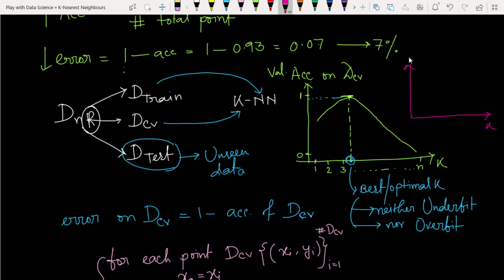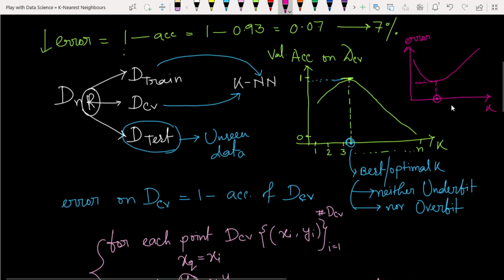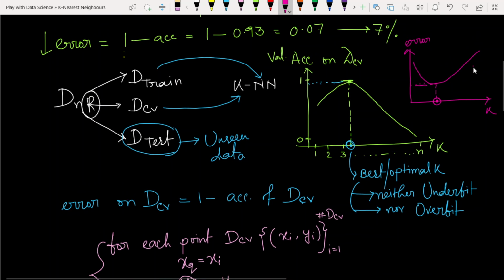If we take this k-axis and this error axis, then the curve will look like that. When our error is minimized, here we can find our best k. Simply, this curve is called the cross validation error curve, or validation error curve.